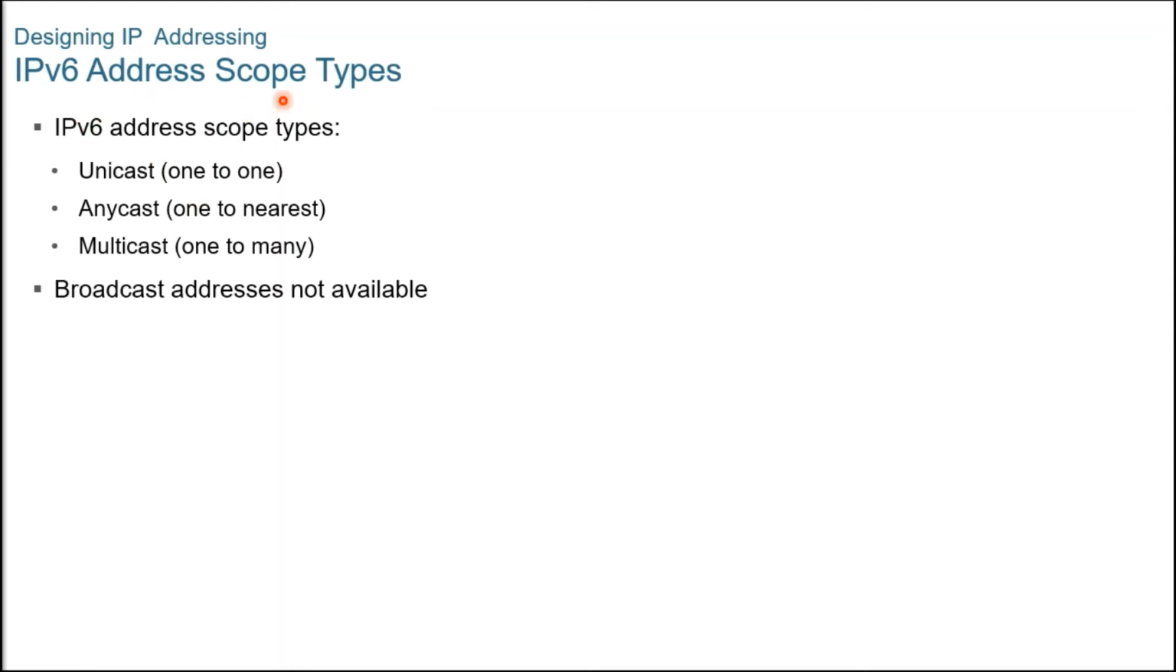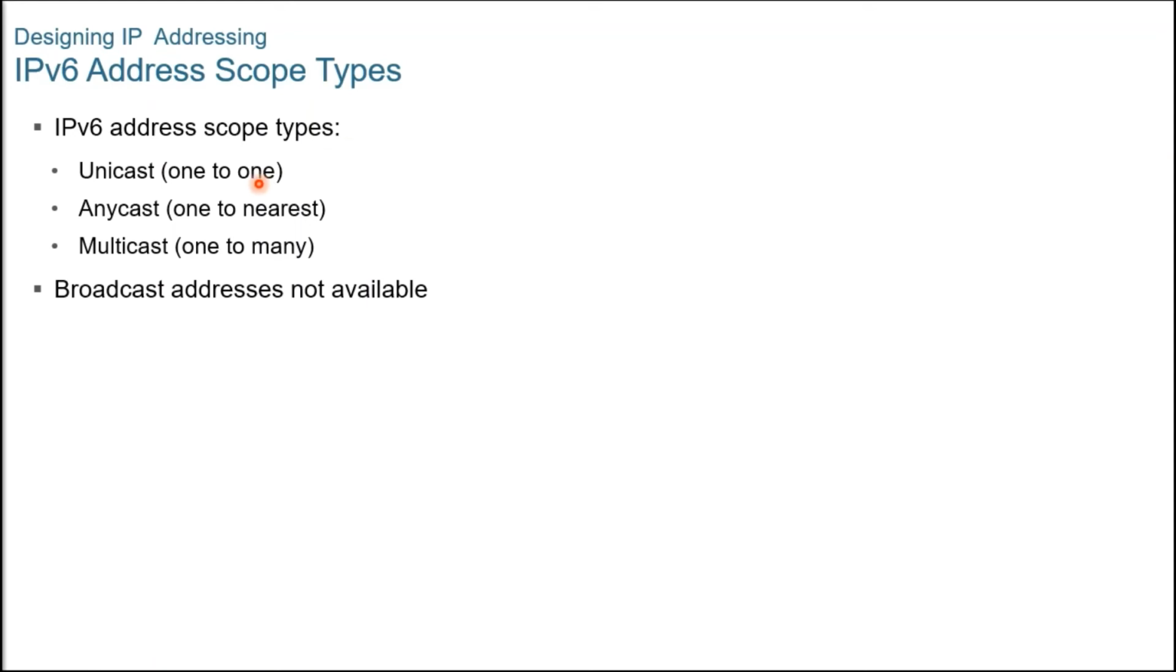IPv6 address scope types. Let's talk about the IPv6 address types here. This section covers various IPv6 address types and their scopes. Similar to IPv4, a single source can address datagrams to either one or many destinations at the same time in IPv6. Following are the types of IPv6 addresses.